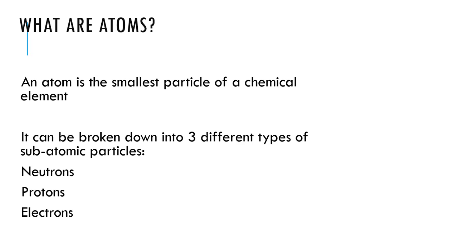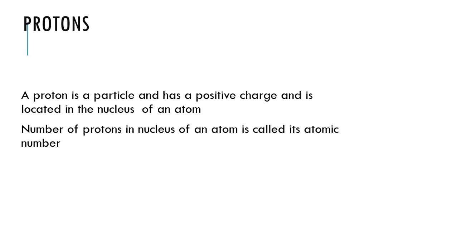So the first slide: what are atoms? An atom is the smallest particle of a chemical element. An atom can be broken down into three types of subatomic particles called neutrons, protons and electrons. A proton is a particle with a positive charge, located in the nucleus of an atom. So in the atom you have a nucleus, and outside of it you'll have electrons, which I'll explain in a minute. The number of protons in the nucleus of an atom is called its atomic number.